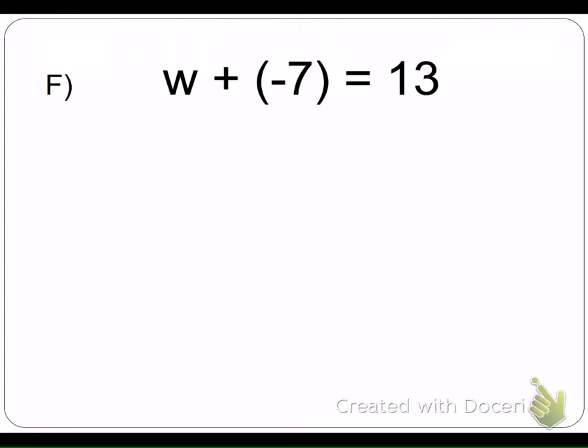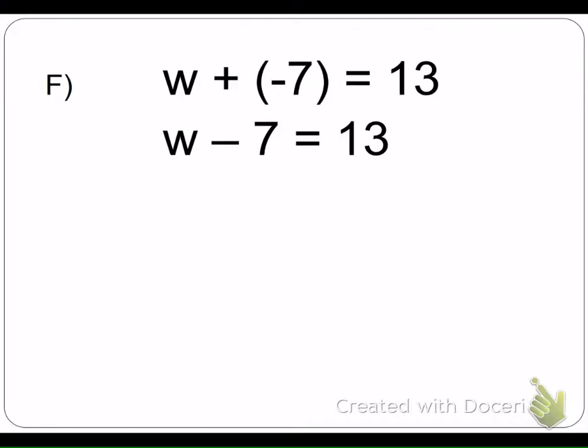All right, F, we have W plus a -7 equals 13. Now I'm going to clean up these double signs. If you're adding a negative, that's the same thing as subtracting. So once you clean up your signs, it's a little easier to see what the inverse is. If you don't need to see that, if you already know how to get rid of adding -7, you can go for it. I think it's always easiest to clean things up and then start doing your math.